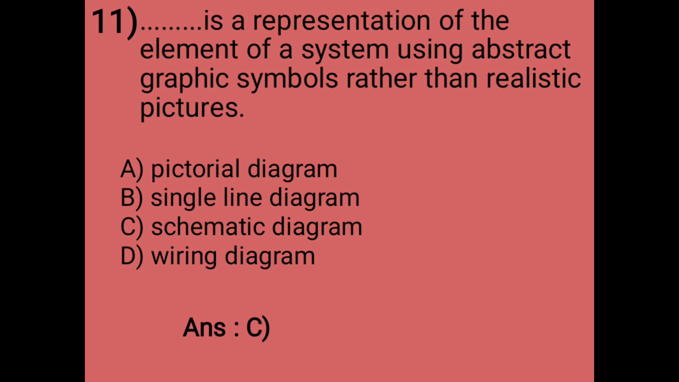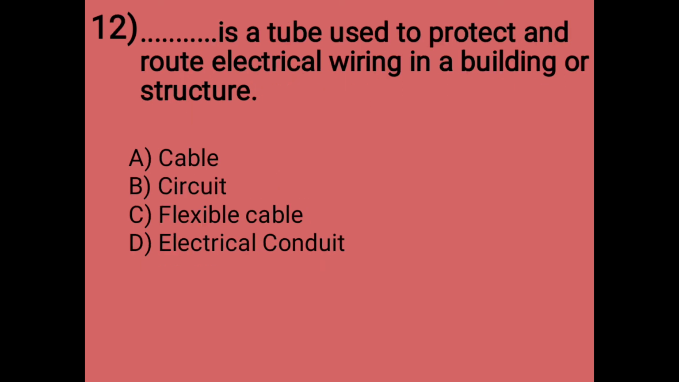Then next question is, blank is a tube used to protect and route electrical wiring in a building or structure. Options are: A is cable, B is circuit, C is flexible cable and D is electrical conduit. So the correct answer is option D, means electrical conduit. Electrical conduit is a tube used to protect and route electrical wiring in a building or structure. So option D is the correct answer.